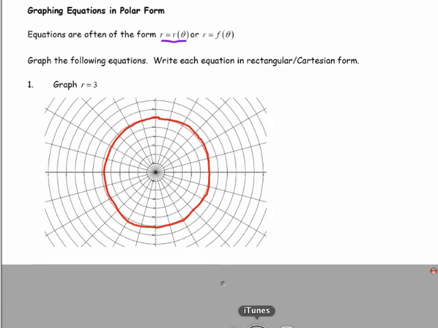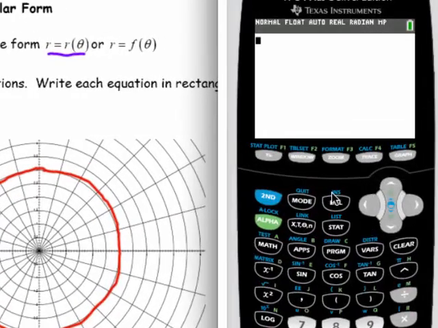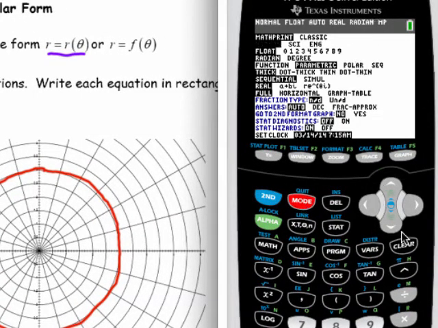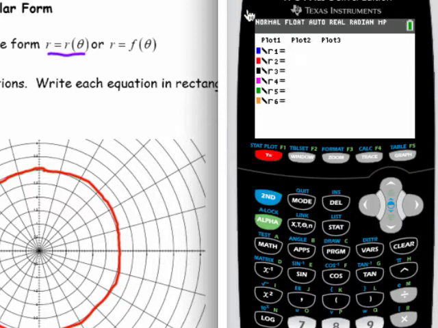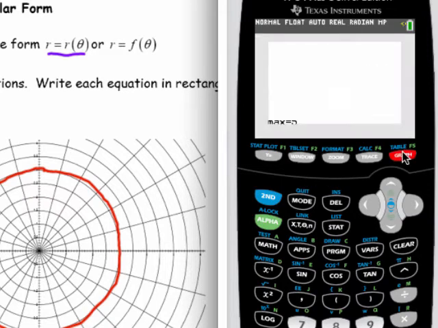Now your calculator can graph in polar mode as well. So on your calculator, go to mode, and this time we're going over to the third setting, polar. And if you go to y equals, you'll notice that we have r isolated, and in this case r equals 3. And I graph, and there's my circle.